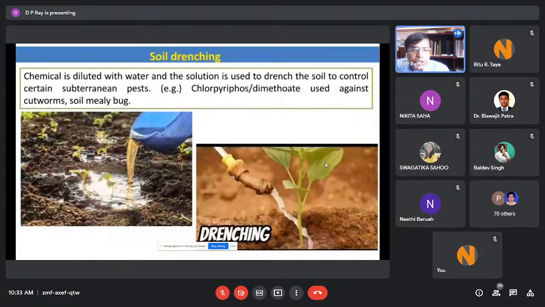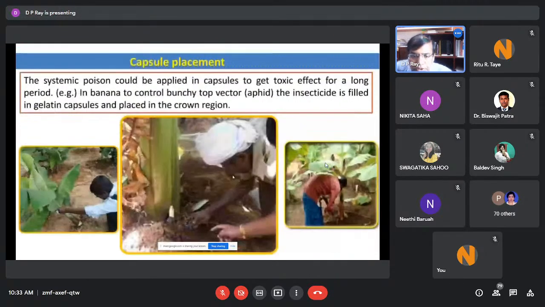Soil drenching is done by diluting the chemical with water and using the solution to drench the soil to control certain subterranean pests like chlorpyrifos, dimethoate, against termites and soil mealybugs. In capsule placement, some systemic poisons can be utilized in capsules to get a toxic effect for a long period. In banana, to control the bunchy top vector, the insecticide is filled in gelatin capsules and placed in the crown region.